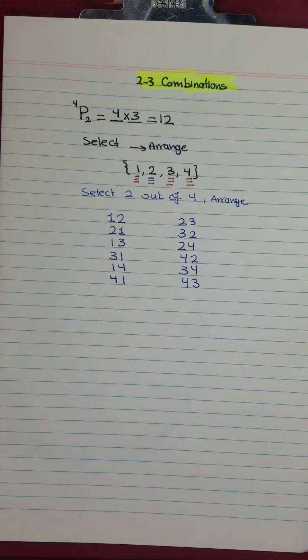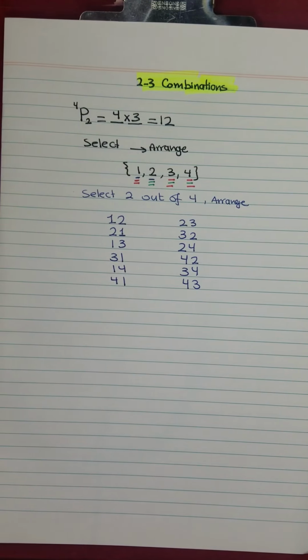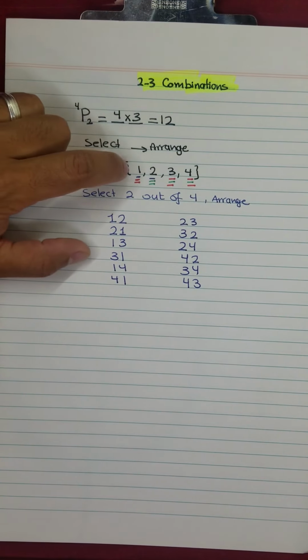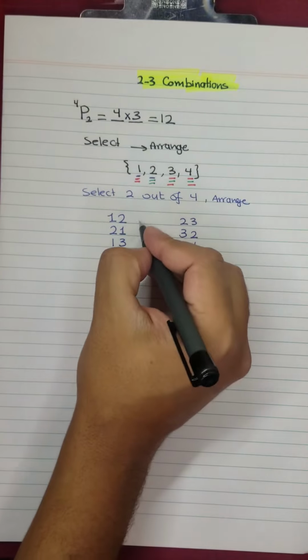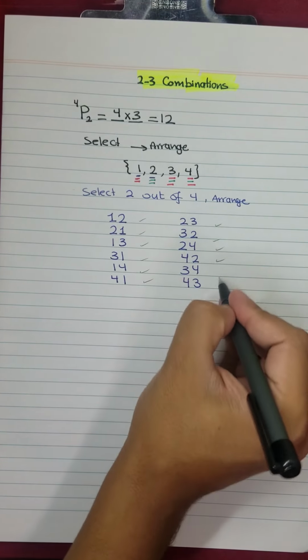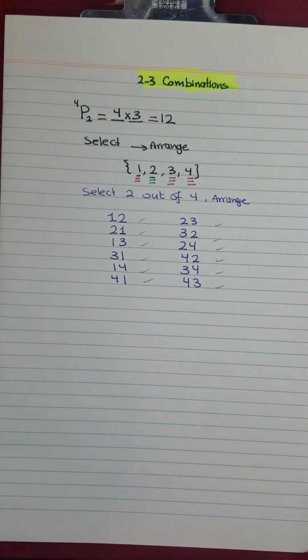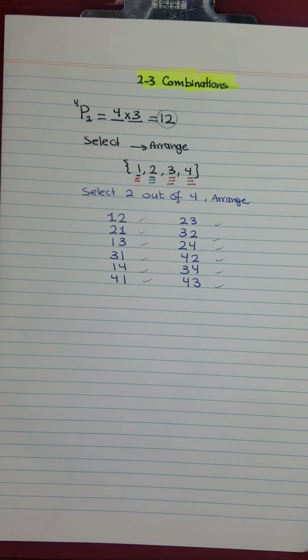These now are all the different possible arrangements of 2 elements out of these 4 elements. We have in this set 4 elements. Now we're going to select 2 of these 4 and then we're going to arrange them. So these here in front of you are all the different possible arrangements we can get. And let's count them out. So they are 1, 2, 3, 4, 5, 6, 7, 8, 9, 10, 11, 12. So we have 12 arrangements, and that's the same answer we got from the permutation.